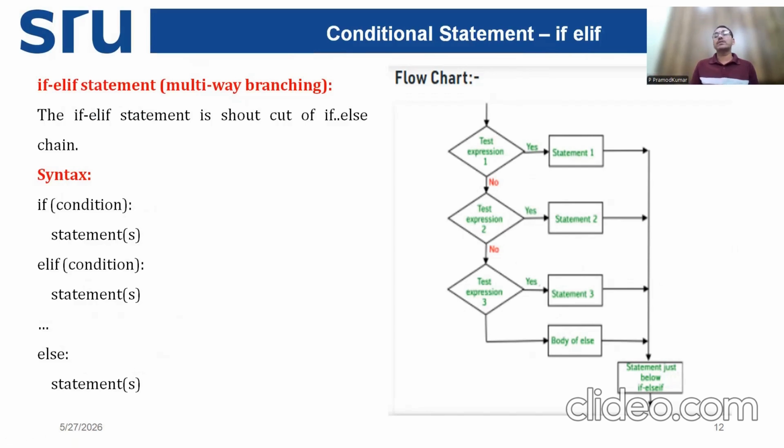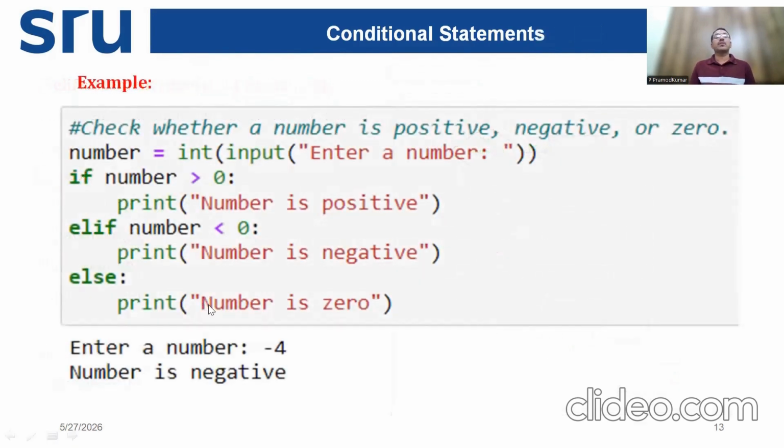If no condition is satisfied, then ultimately there is a last block, which we call the else block, that will be executed. So here you can see the syntax: if condition, else if condition, and maybe another else if condition. If no condition is satisfied, finally we land at this block where those statements get executed. It can be a single statement or multiple statements. We'll look into an example.